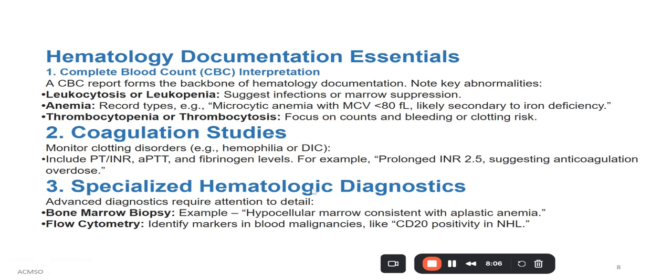Specialized hematologic diagnostics. Advanced diagnostics require attention to detail. Bone marrow biopsy example, hypocellular marrow consistent with aplastic anemia. Flow cytometry identifies markers in blood malignancies, like CD20 positivity in NHL, non-Hodgkin lymphoma.